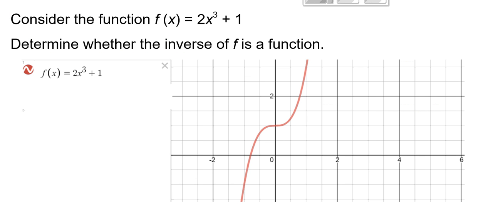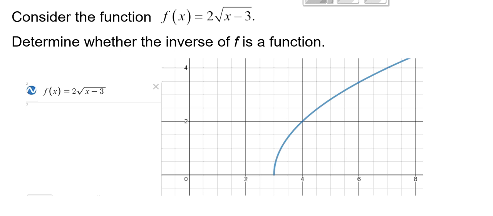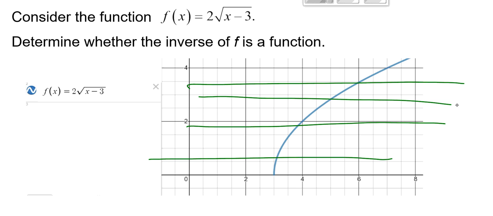Okay, so consider the function f of x equals 2x cubed plus 1. Determine whether the inverse of f is a function. So all I have to do is do my horizontal line test. Nowhere does it cross more than once. So yes, the inverse is a function. So that's our horizontal line test. Again, consider the function 2 square root of x minus 3. Horizontal line test: it never does cross more than once, so its inverse is also a function.